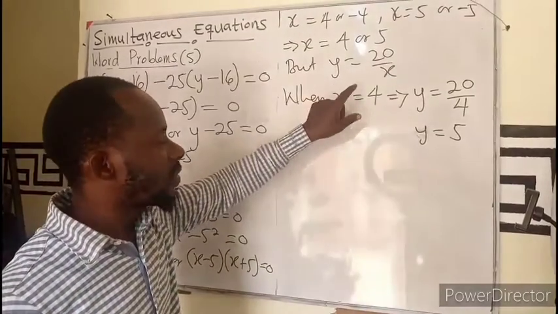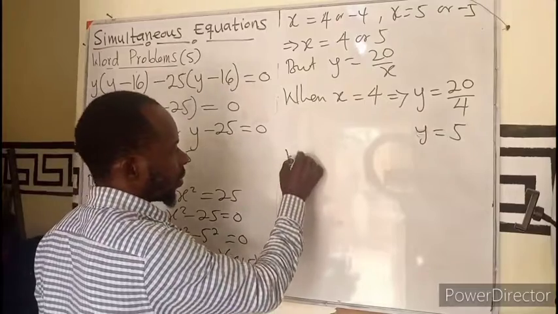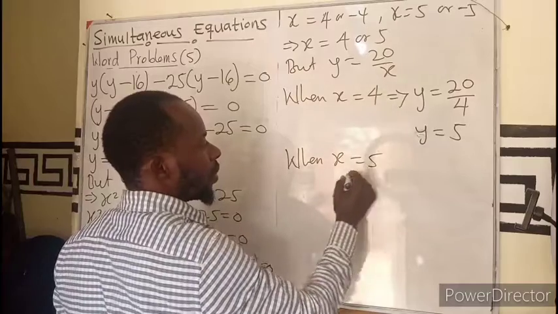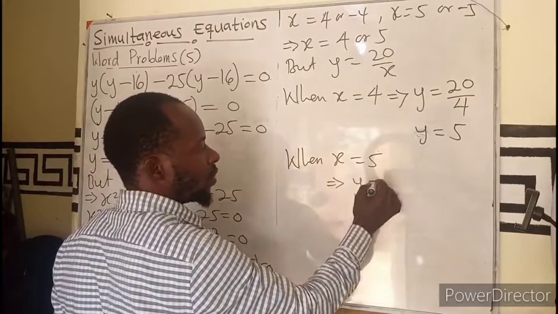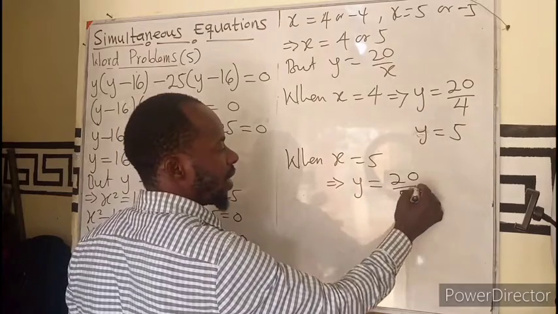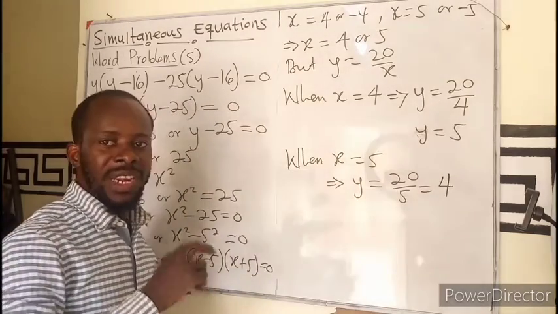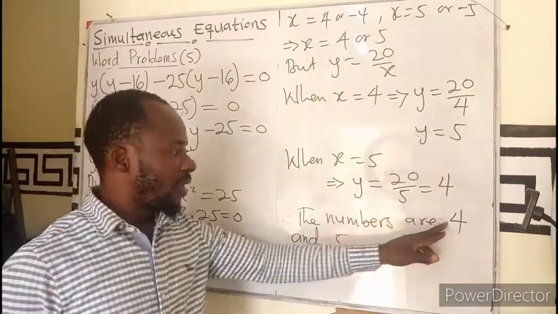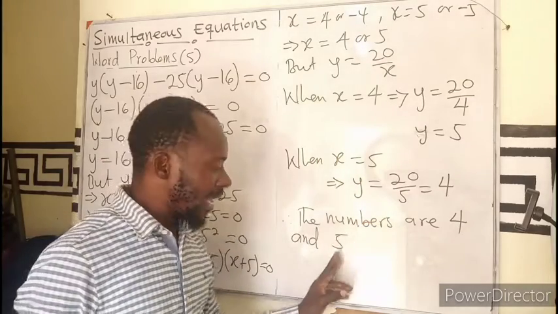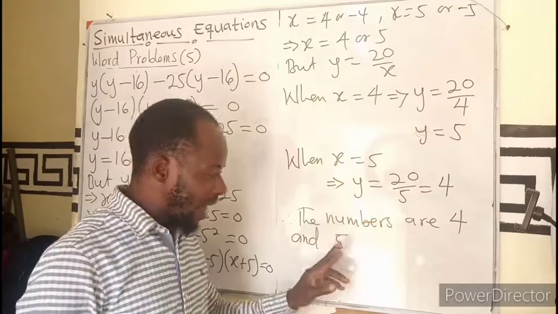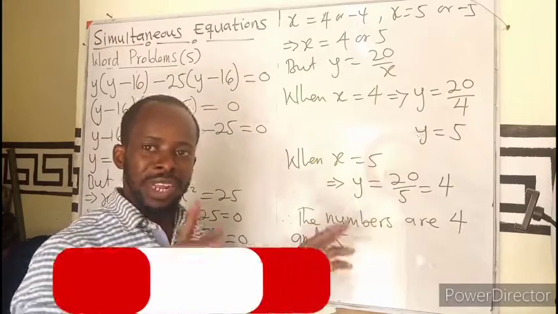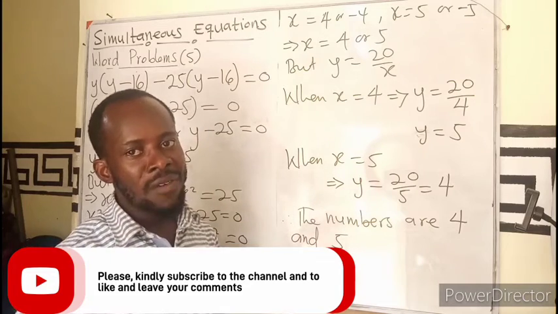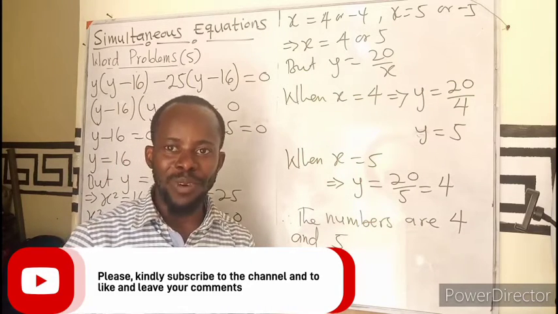This is in case of x equals 4. So for the second aspect, when x is equal to 5, it will also imply that y is going to be 20 over 5, which is 4. So we can see the numbers are alternating. Meaning if the first number is 4, the second will be 5. If the first number is 5, the second will be 4. So these are the two numbers that have their sum to be 20, the sum of their squares also giving us 41.